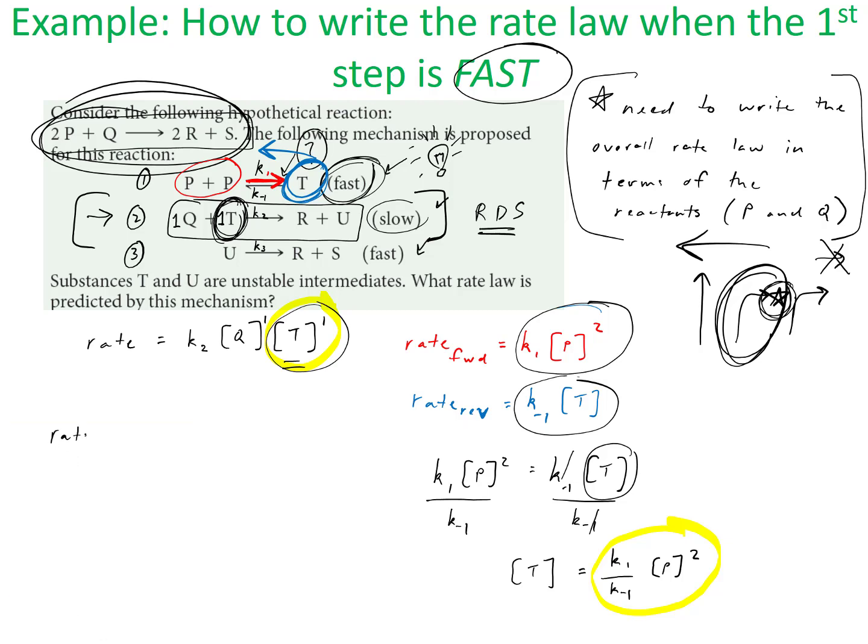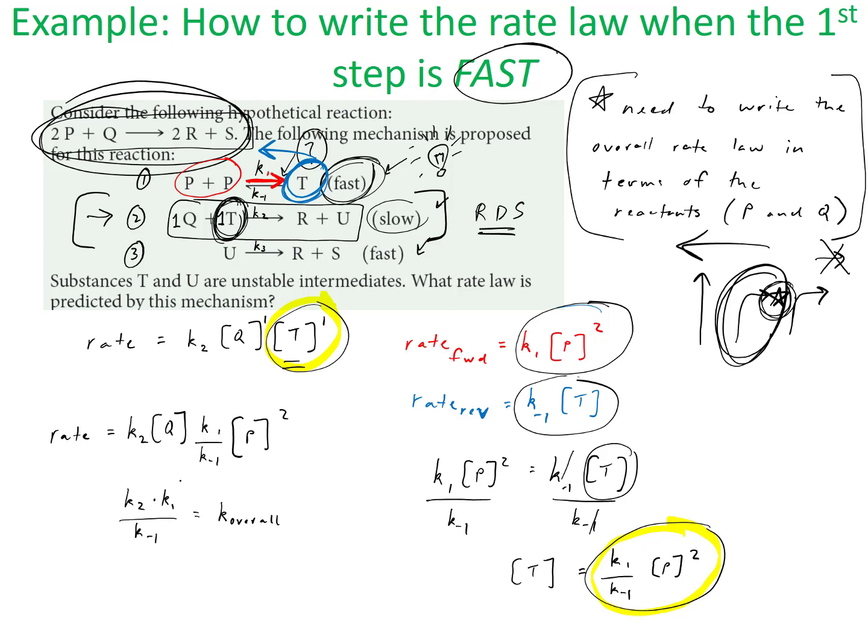So we rewrite the overall rate equals K2, leaving everything there except for the substitution part. We write K1 over K minus 1 times P squared, and voila, we have an expression in terms of the two reactants. We have P and Q in our overall rate law. Let's clean this up and bundle up all the rate constants: K2 times K1 over K minus 1 equals a brand new rate constant.